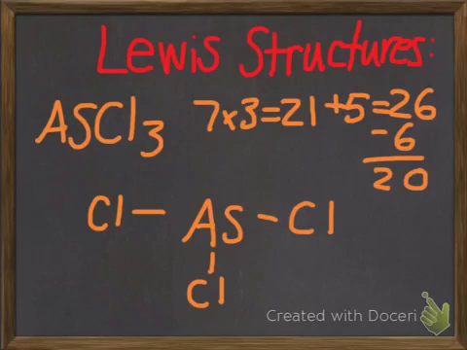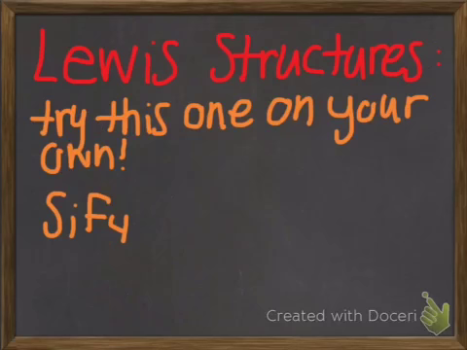So we are going to do 1, 2, 3, 4, 5, 6, 7, 8, 9, 10, 11, 12, 13, 14, 15, 16, 17, 18, and 19 and 20 are going to go on the As, the central atom. So now we have used up all of the electrons, and each element has 8 electrons on it. So this is the Lewis structure for AsCl3. Now try this one on your own. So the problem is SiF4.